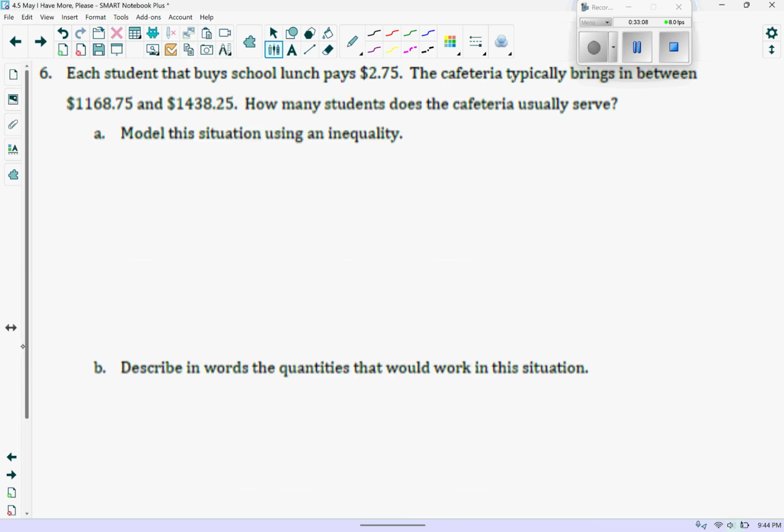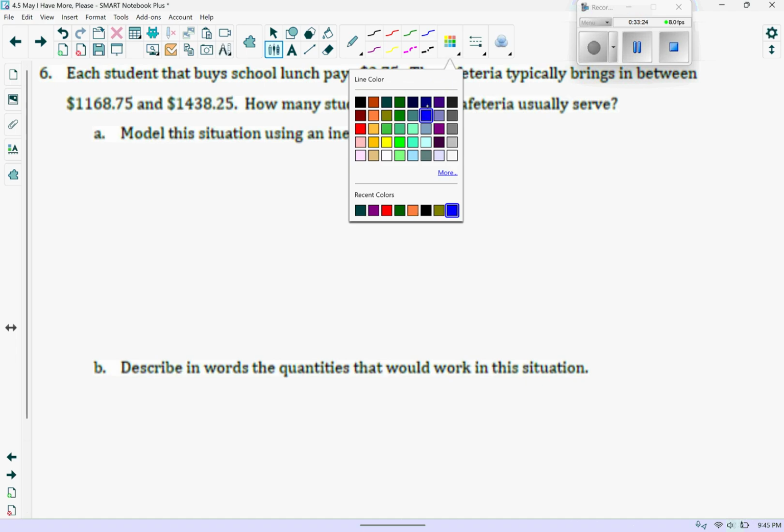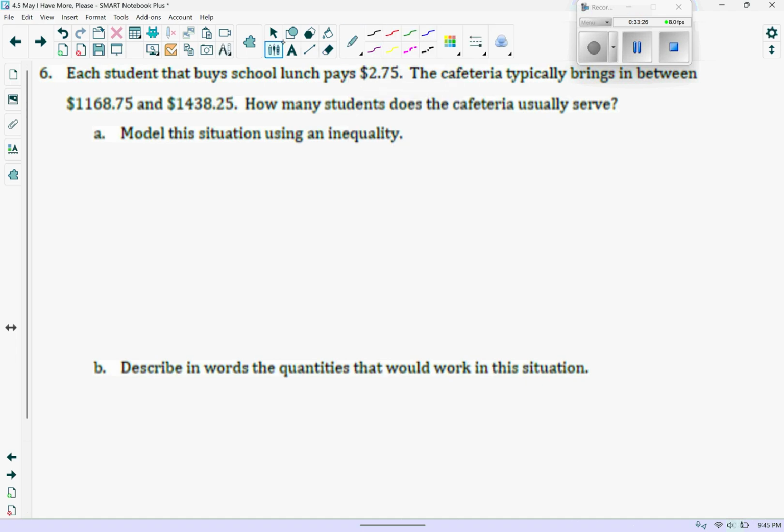All right, each student that buys lunch pays $2.75. The cafeteria typically brings in between these two different amounts of money. How many students does the cafeteria usually serve? Now, this one is a weird problem, okay, since it tells you that it's between two different amounts, and it's $2.75 per student. x is going to represent students.